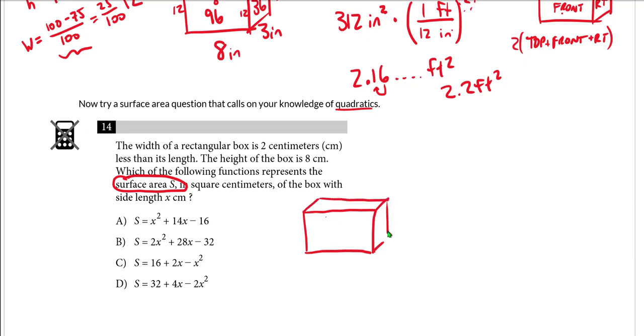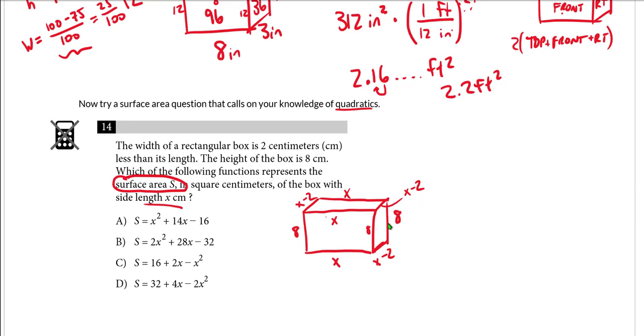And I'm going to start labeling these dimensions. So the width and the length I don't actually know yet, so let me hold off on those. They do tell me that the height is 8, so these are all 8. They tell me down here that the length is x, so I am going to write that. So my length is x. And then they say that the width is 2 centimeters less than the length. So that means that this width here is simply going to be x minus 2. And that means this here is x minus 2, and this here is x minus 2.